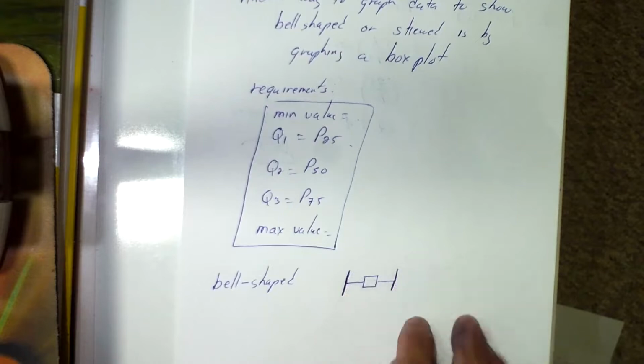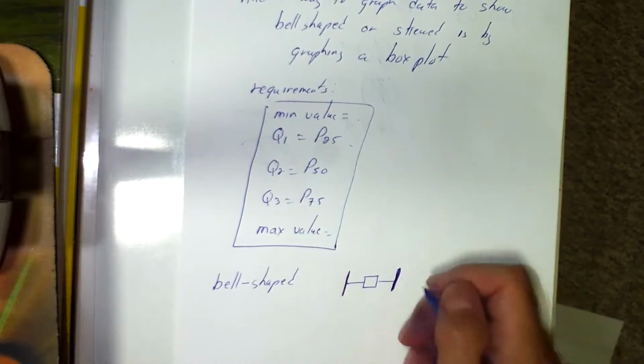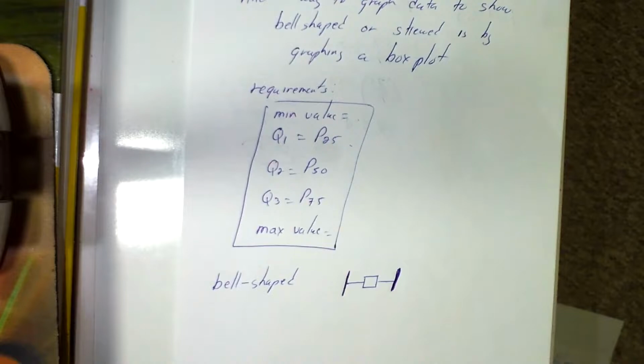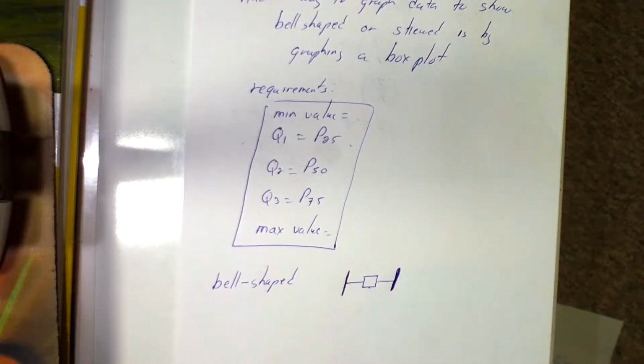All right, what does it look like? That is correct. Someone said it looks like a TIE fighter from Star Wars. Exactly. That's what a TIE fighter looks like. It's bell-shaped. This box in the middle has to be a perfect square. It's got to be a perfectly drawn square. And it's got to be smack in the middle.